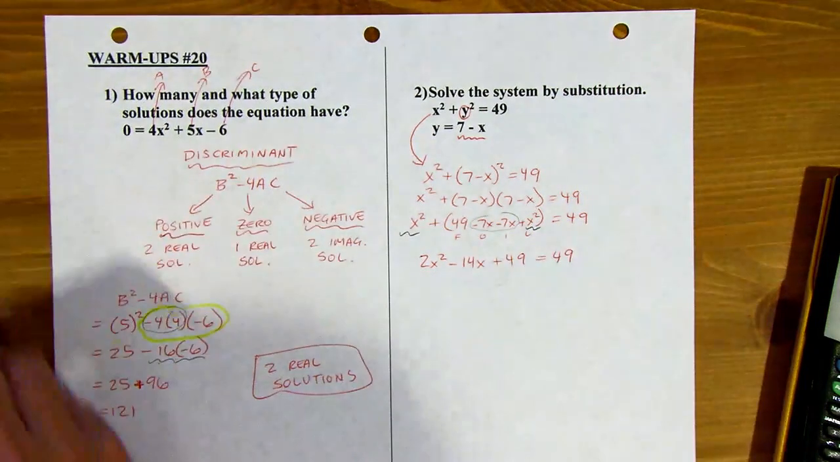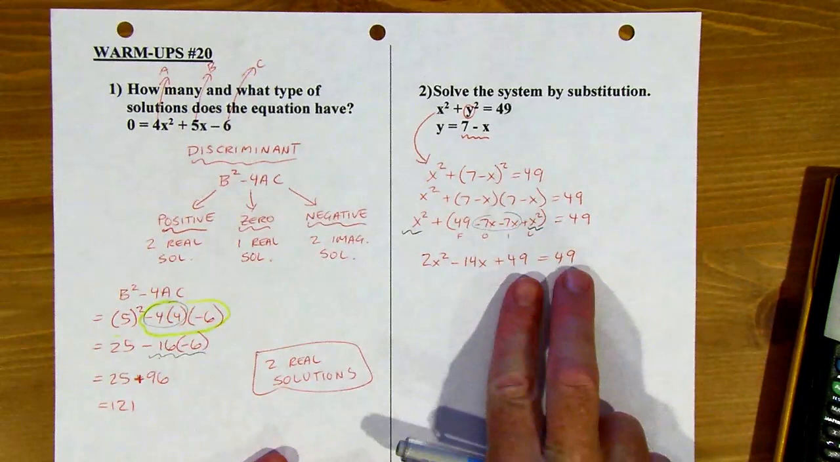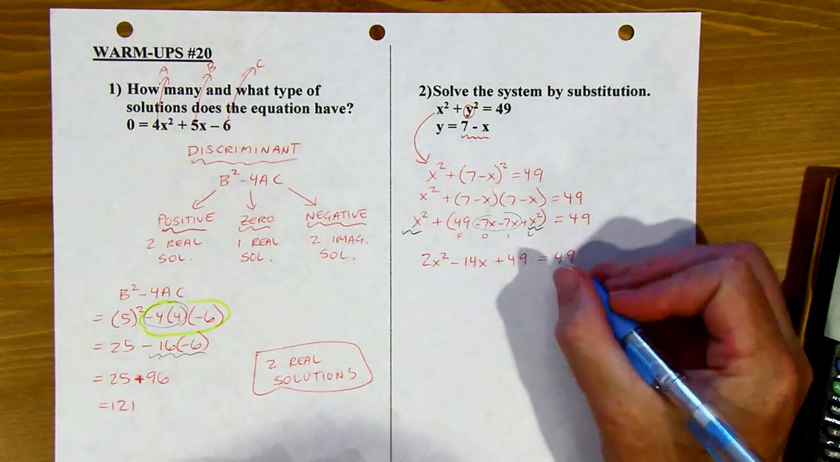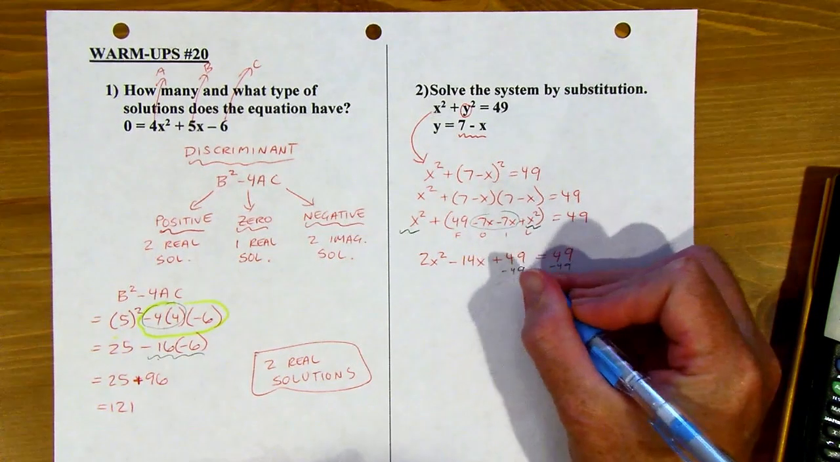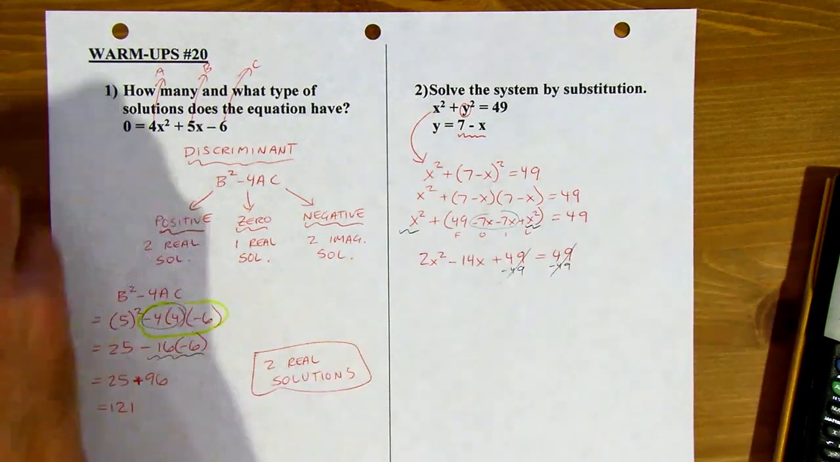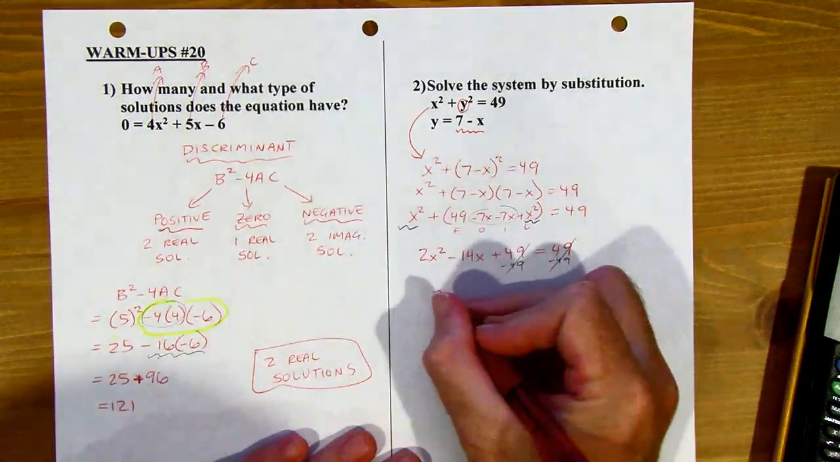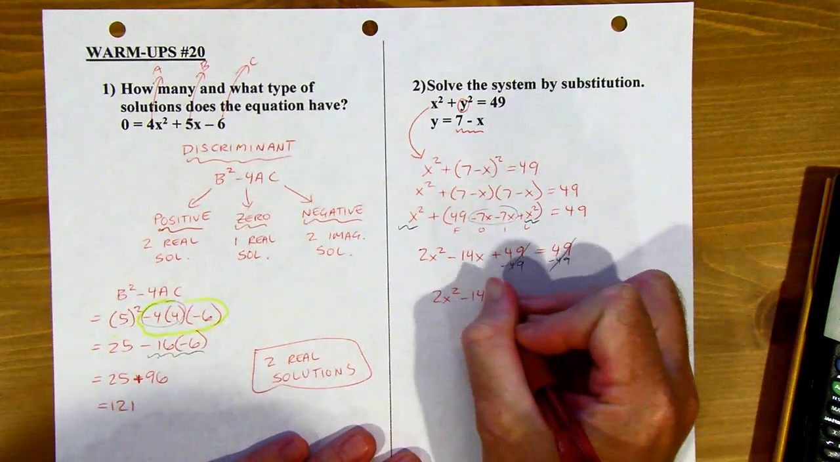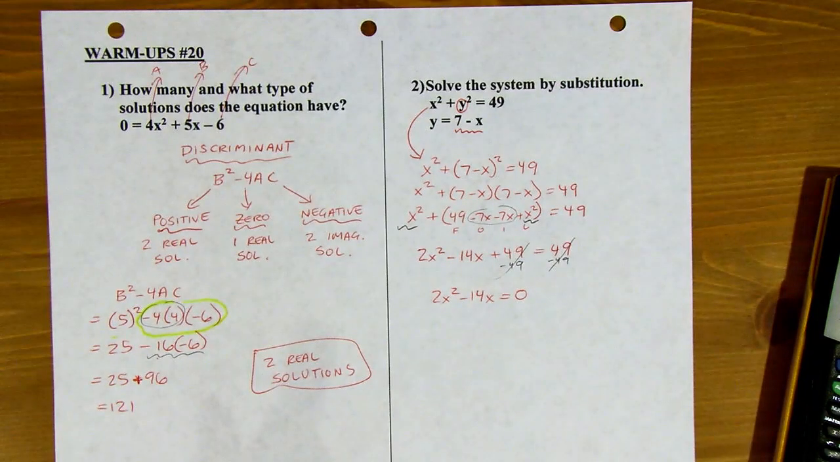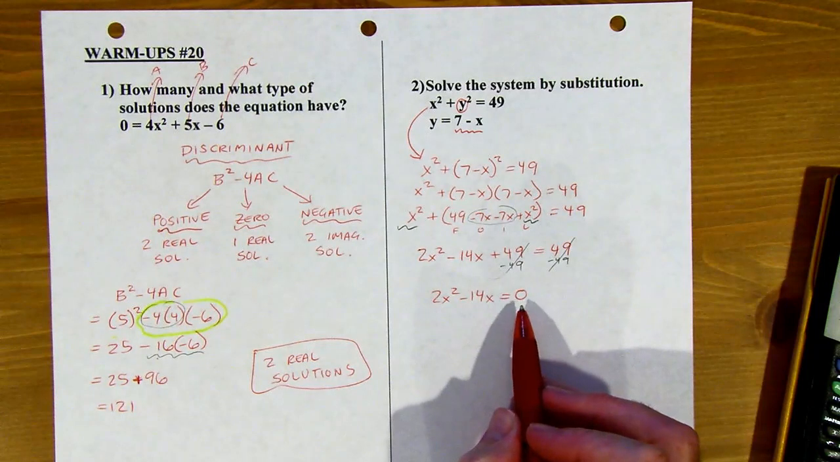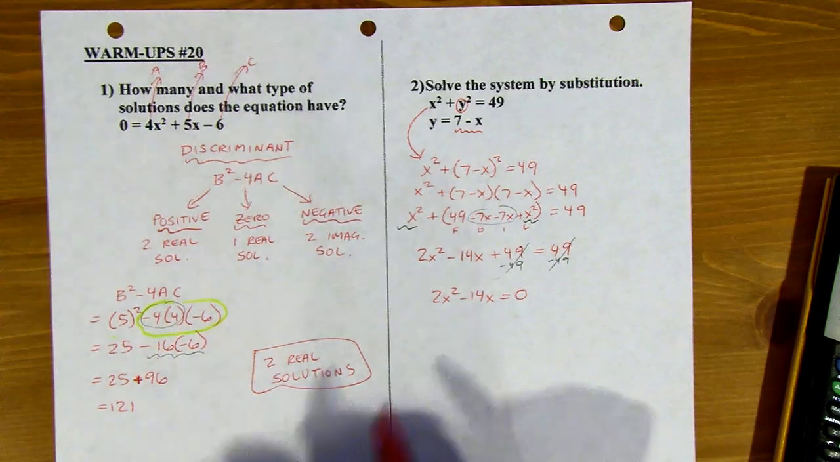Okay. Now, I still have like terms, so let's combine these. So let's say I wanted to subtract 49, it'll also set it equal to 0. And something kind of nice happens, those both cancel each other out, so now I'm down to 2x squared minus 14x equals 0. Okay? All right, so let's try to factor this so that I can use the zero product property.